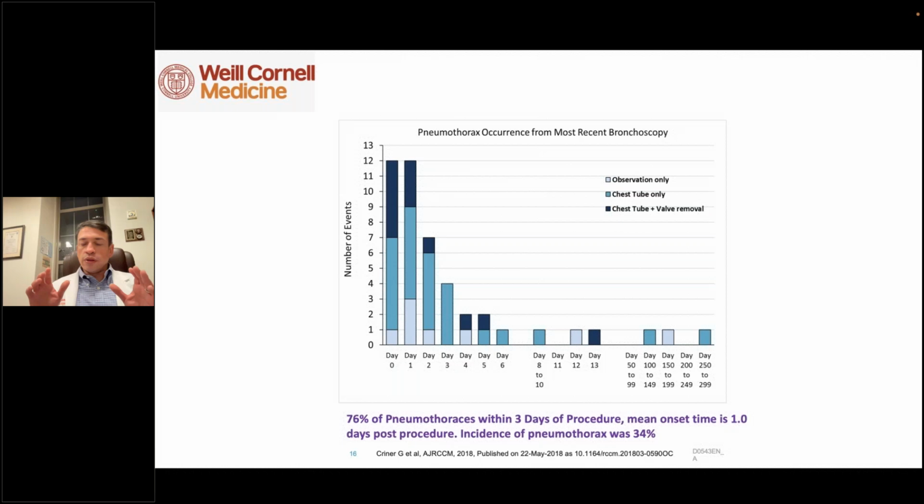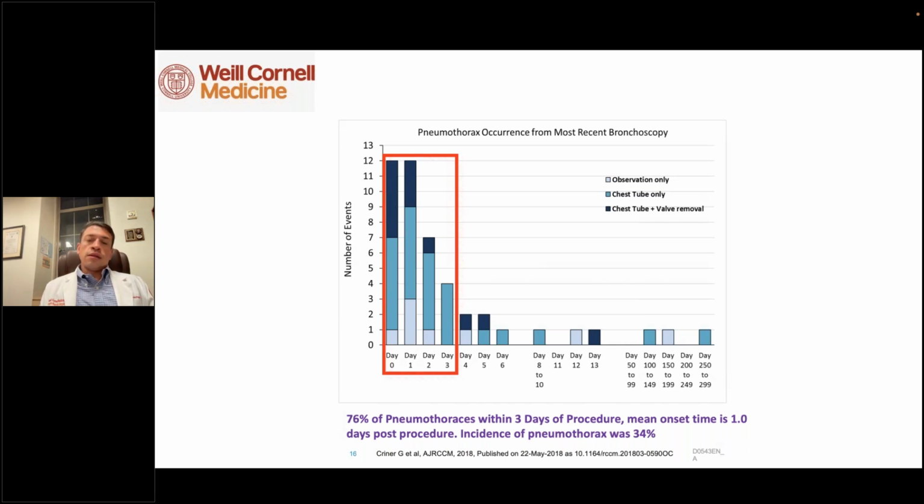So what are the most clinically relevant complications that you should be discussing with your patients? Pneumothorax. Pneumothorax is very prevalent. 1 out of 3 patients will develop a pneumothorax. Those pneumothoraces happen in the first couple of days after the procedure.